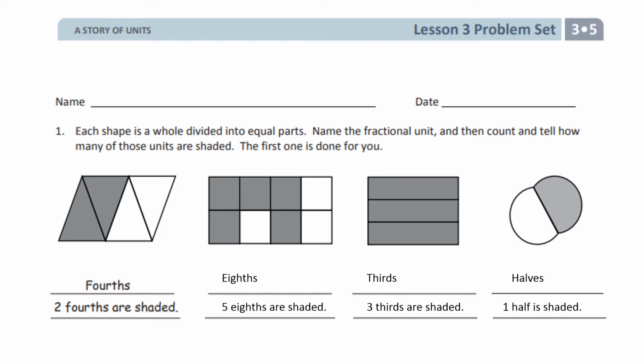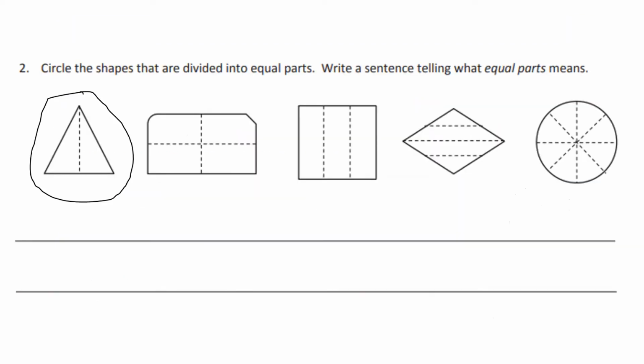So let's move on now to problem number 2. It says, circle the shapes that are divided into equal parts. Write a sentence telling what equal parts means. So I have circled one for you. I want you to see if you can find the rest of them. And on those lines, write a sentence telling me what equal parts means. Remember, you need a complete sentence. That means I want punctuation. I want a capital first letter. I will give you some time. Remember, if I'm going too fast, just pause.